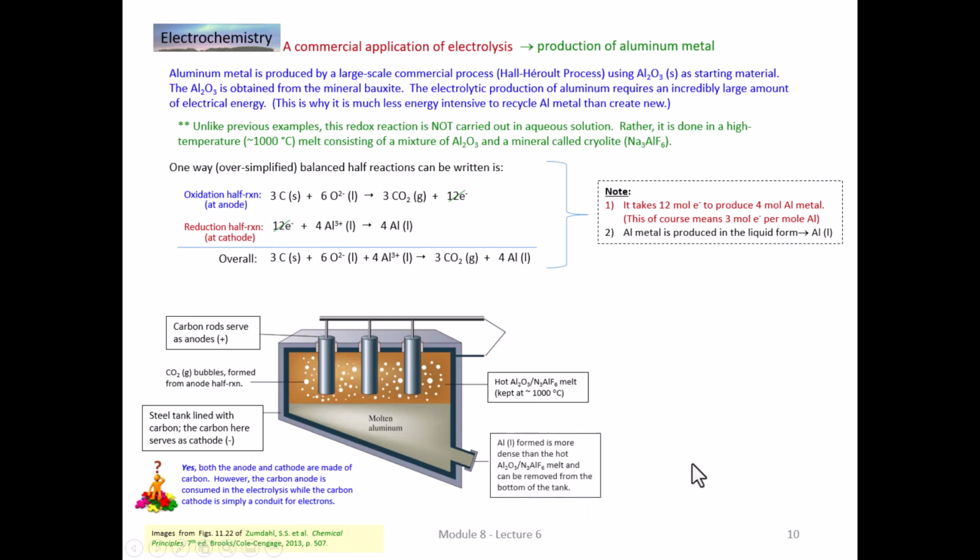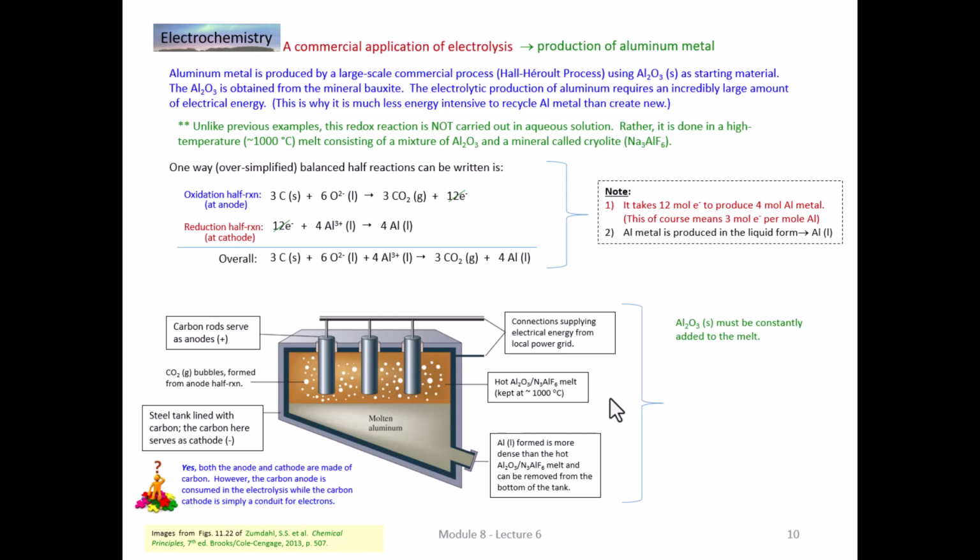And the aluminum metal that's formed, the molten aluminum metal, is more dense than the cryolite, so it goes to the bottom of the tank and can be siphoned off as liquid aluminum. And of course, we need the connections for supplying electrical energy from the local power grid.